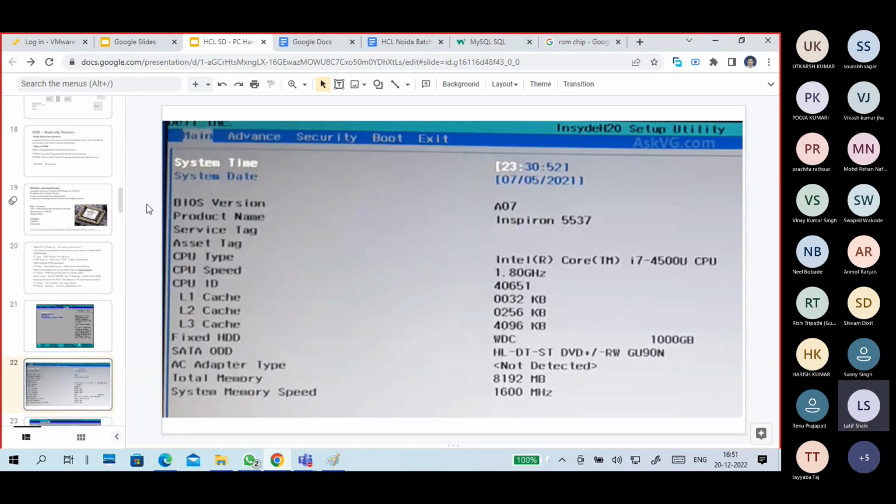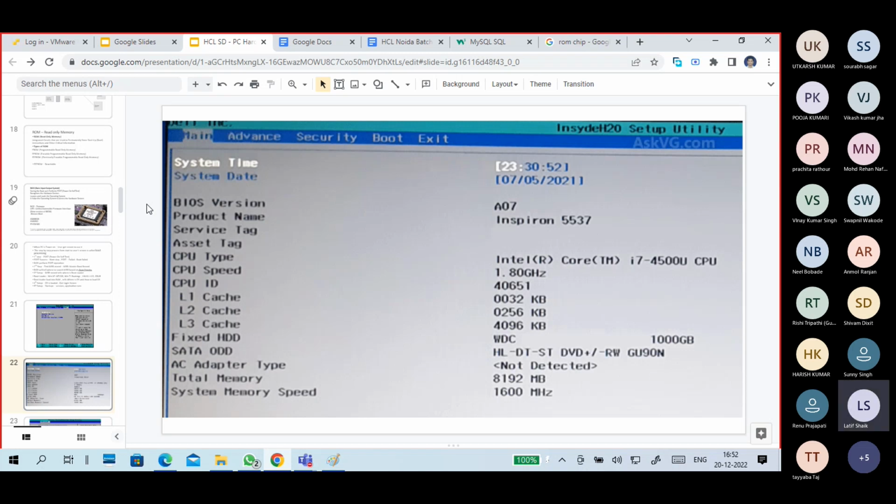This is the BIOS settings. If you see, in the BIOS settings there is a system date and time and CPU information. The CPU type is i7-4500U, 1.8 gigahertz CPU speed, 4 MB L3 cache memory. The fixed hard disk is 1 terabyte, 1000 GB.